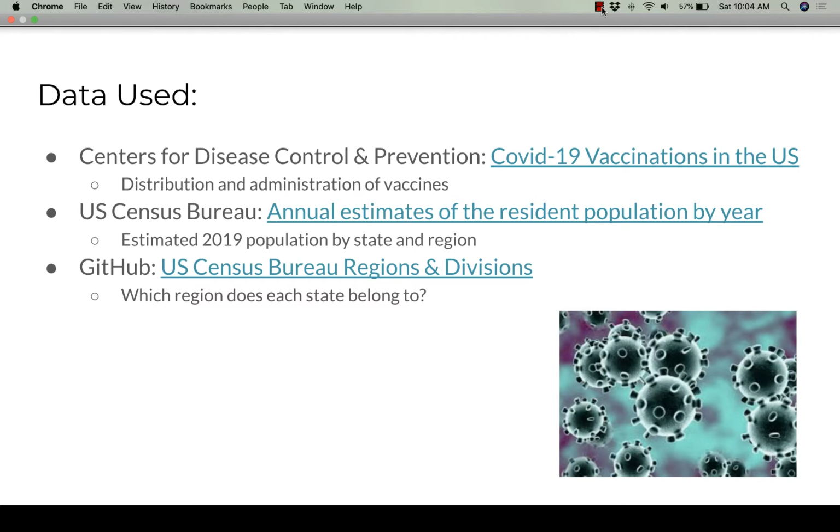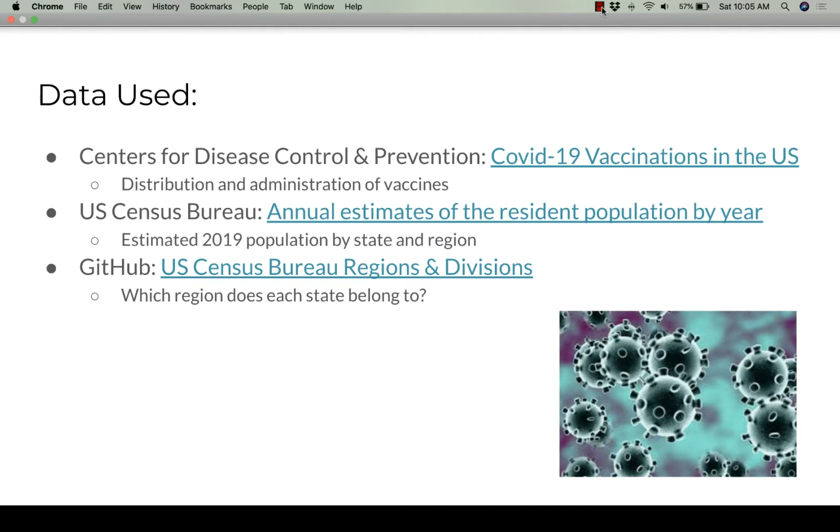And then I wanted to figure out if states of different sizes were better or worse at giving the vaccine, or getting the vaccine actually administered to people. So I needed a table that gave me the number of people who lived in each state by year. And for that, I used annual estimates of the resident population by year, and I got that data set from the US Census Bureau.